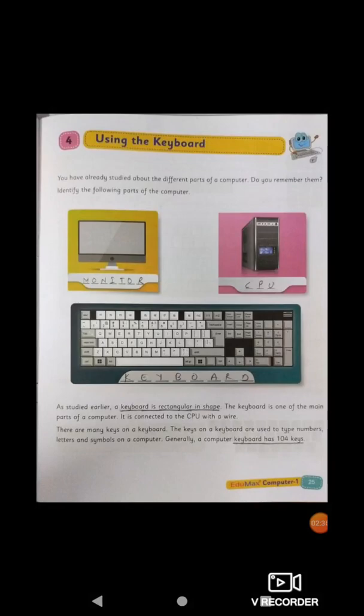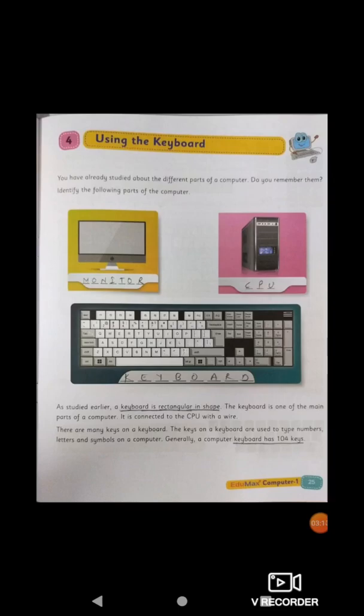Alright, so let's understand the usage of the keyboard in this chapter. We will continue to read. As studied earlier, a keyboard is rectangular in shape. The keyboard is one of the main parts of a computer. It is connected to the CPU with a wire. There are many keys on a keyboard. The keys on a keyboard are used to type numbers, letters and symbols on a computer. Generally, a computer keyboard has 104 keys.